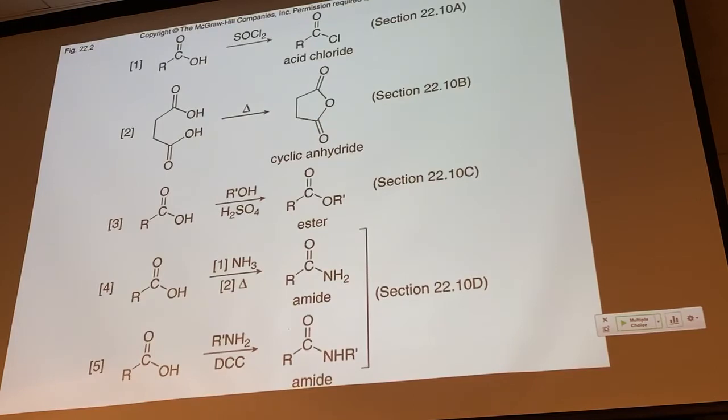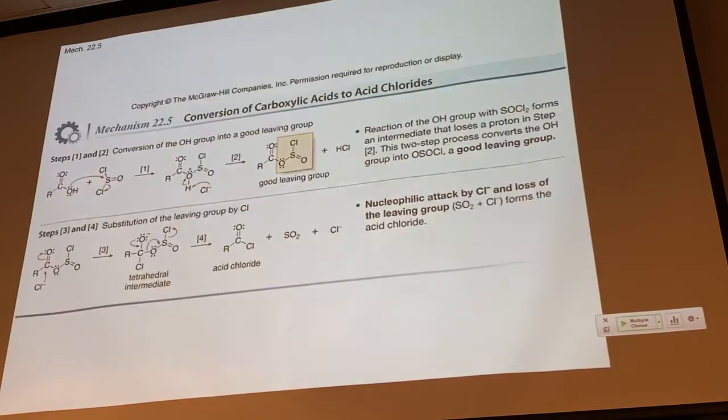Okay? The good news is the mechanism of converting carboxylic acids into acid chlorides is very, very similar. It only has one step that's slightly different from that mechanism we learned in chapter 9. So let's take a look here on the screen.